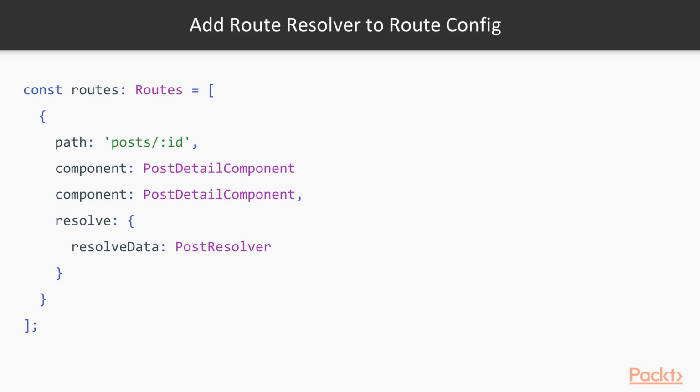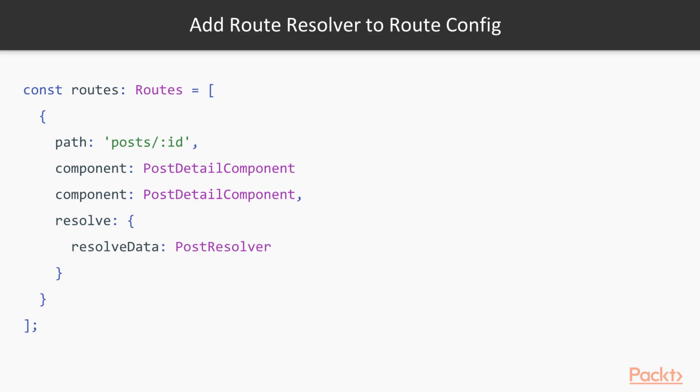So how do you add the Route Resolver to router configuration? There is a resolve property inside the router configuration object. And I have created the resolve data and we have provided the post resolver. Now I can access this resolve data inside the post detail component.